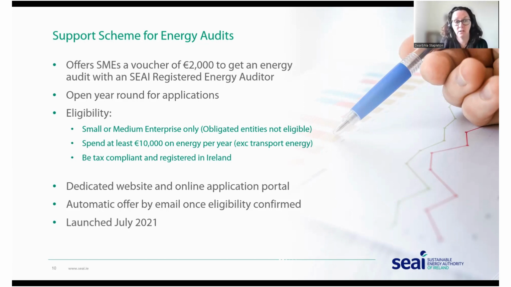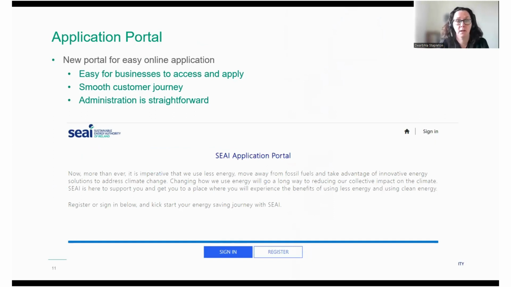And we launched it in July 2021, so about a year and a half ago. So our application portal, as I mentioned, is new. We developed it specifically for this scheme. It was based on a portal that we had in existence for homeowners for solar PV, but it was modified for businesses. And really, it was to enhance the ease for businesses to access the grant and apply for it, and just to make the customer journey as smooth as possible.